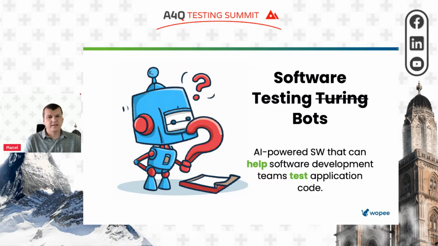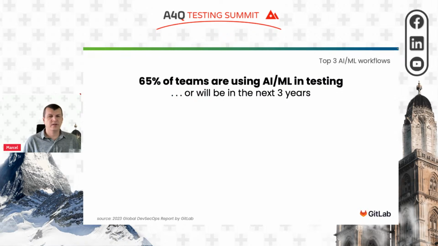And I just want to prove that this is not a crazy idea by Marcel, but it's an idea other people also talk about or think about. And I will return to another report. This is actually the same report I mentioned at the beginning. And GitLab asked their users whether they are using or planning to use some AI and machine learning in testing.